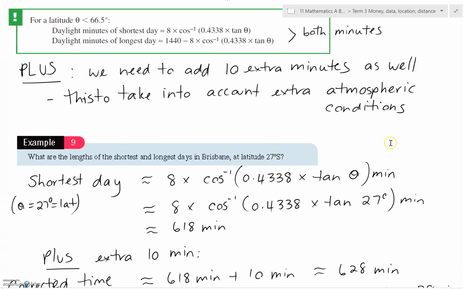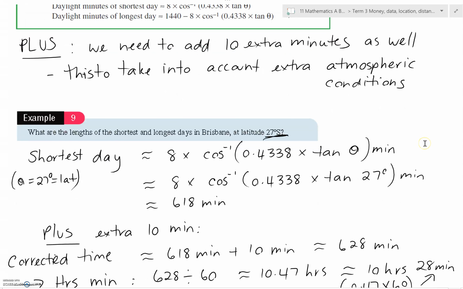So we know our latitude. Our latitude is there and it tells us in the question. So we're going to substitute that into the formula, and that's going to tell us how long the shortest day minutes are there. 8 times cos -1, 0.4338 times tan 27 degrees minutes. So once that's substituted in and we put all of that into our calculator, that's going to tell us that the shortest day at that latitude is 618 minutes.